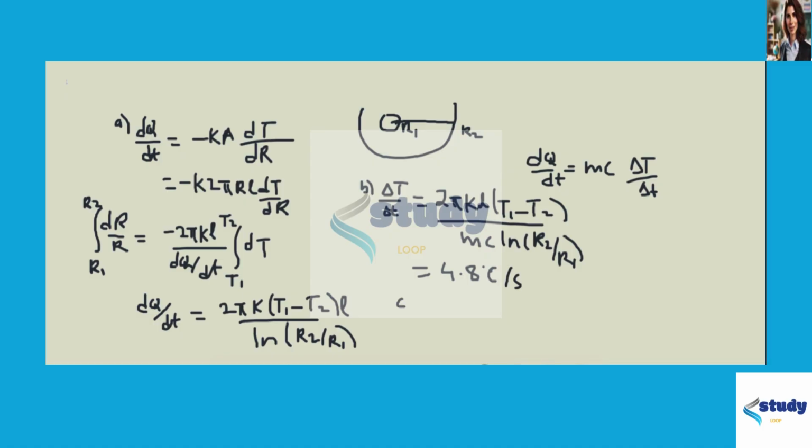In part C, we are asked to find the temperature drop for 8 centimeters of the length of pipe, which we can find by dividing 4.8 by 8 centimeters, and this gives us 0.60 degrees per centimeter drop. End of the problem.